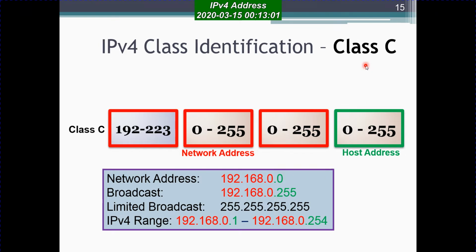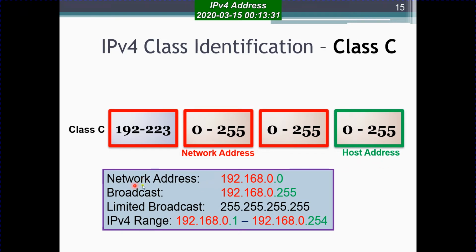Now the class C IP address, very simple also. Look at the leftmost byte. The leftmost byte value should be between 192 and 223. Whenever you find an IP address with a value in this range, automatically this is a class C. Now once you know it's class C, you know that the 3 leftmost bytes contain the network address, and this byte only, in green color, contains the host address.